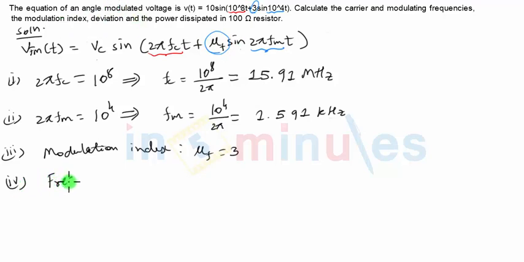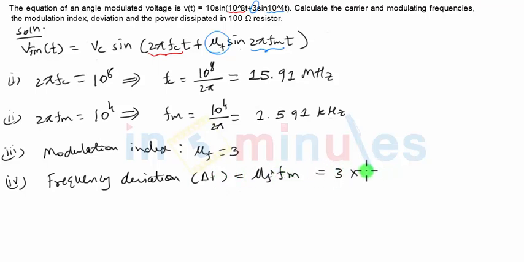Now deviation can be of two types. Let us find frequency deviation first. And frequency deviation, as we all know, will be nothing but mu f into fm, because modulation index is defined as delta f by fm. So delta f will be mu f into fm. Mu f we have got as 3 and fm was 1.591 kilo, and therefore delta f that is being used in this particular FM signal will come out to be 4.774 kilohertz. So that's the value of delta f.